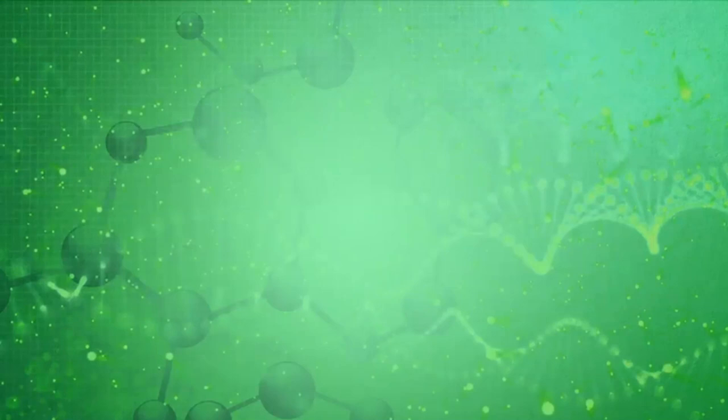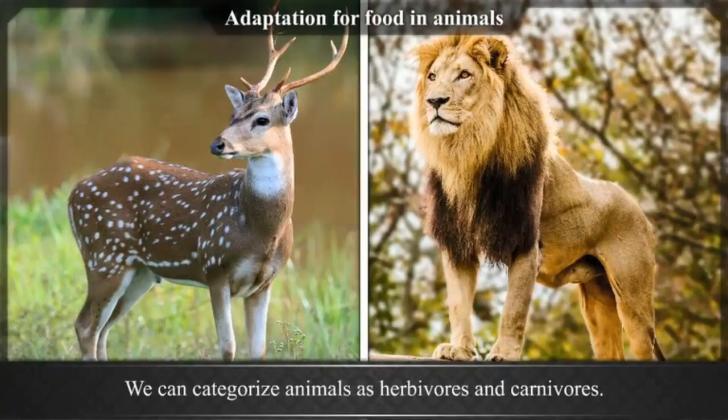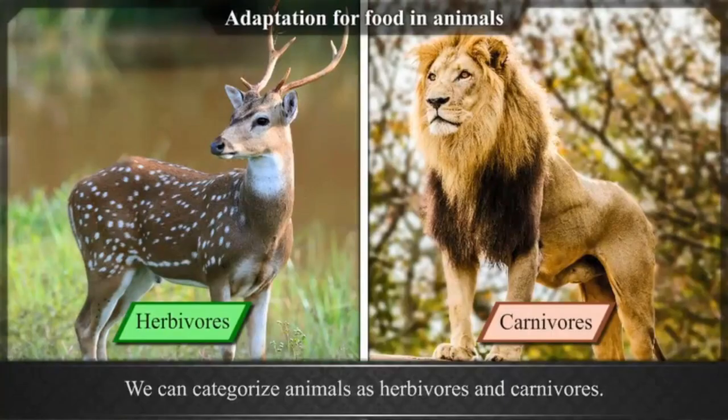Adaptation for food in animals. We can categorize animals as herbivores and carnivores. Special adaptations are seen in each category to make the process of feeding easy. We will discuss this in greater detail in the chapter on nutrition.